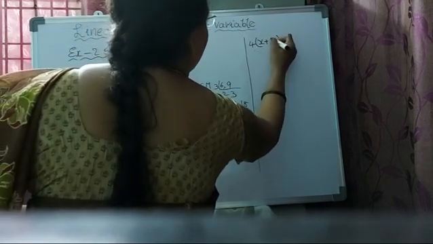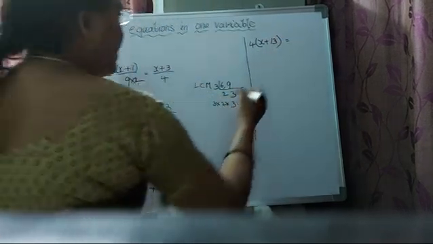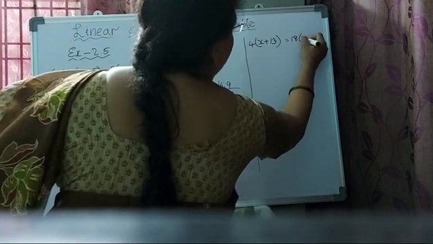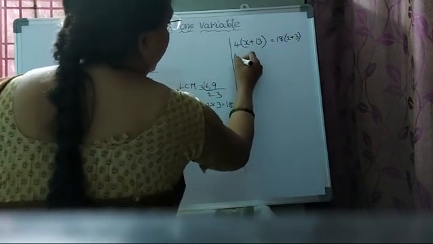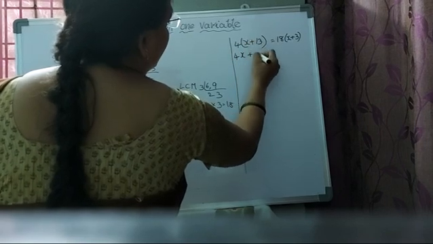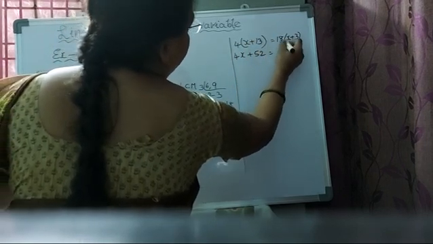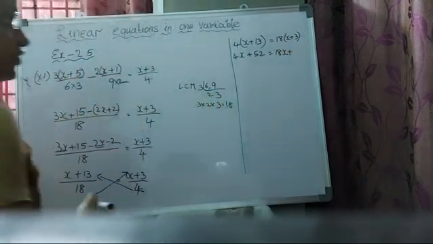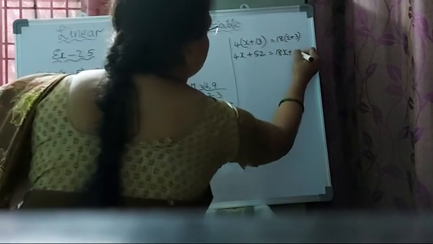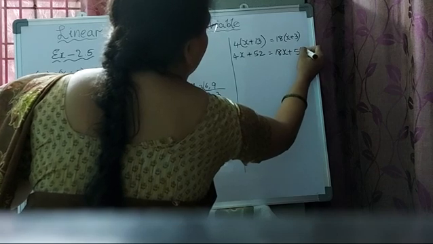Here 13, and here 18. 18 into x plus 3. Now 4 into x is 4x, 4 times 13 is 52. 18 into x is 18x, 18 times 3 is 54.